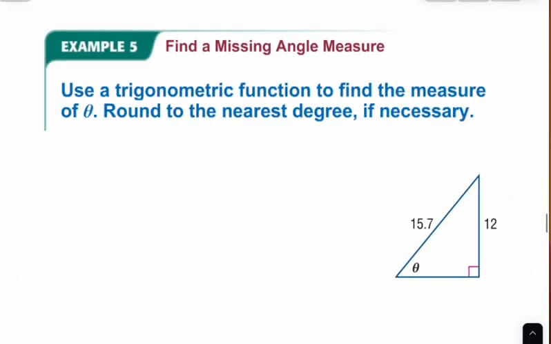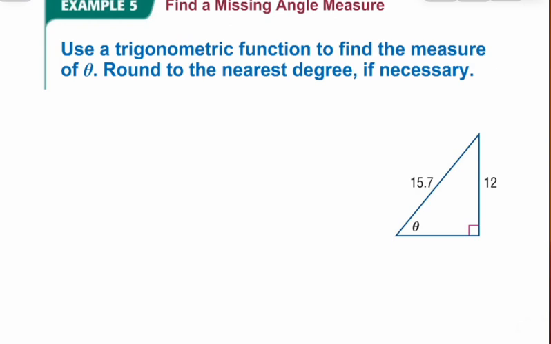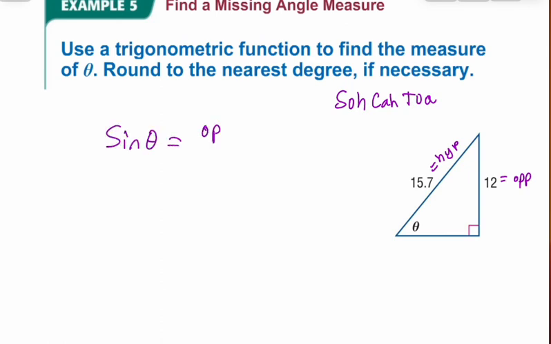So here's one where we're missing an angle. I want to show you how to set that up. We're pretty much going to do exactly what we did before. Here's our hypotenuse. Here's the opposite. Which one of our trig functions does that? That would be our sine. So it's exactly the very first setup. We're going to write down the formula. The sine of theta is opposite over hypotenuse. And we're going to plop in what we know. So the sine of theta is opposite 12 over hypotenuse 15.7.